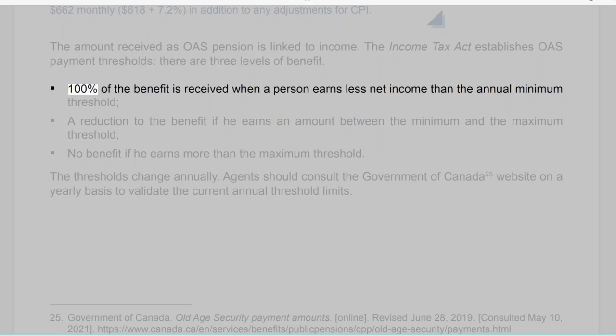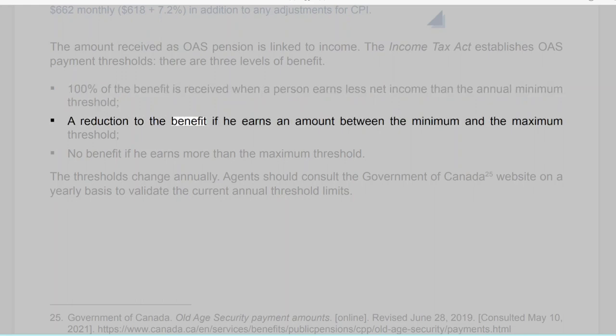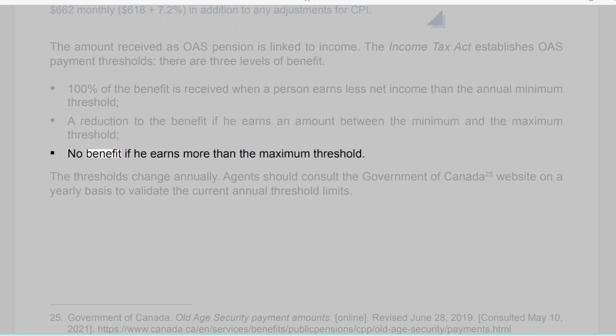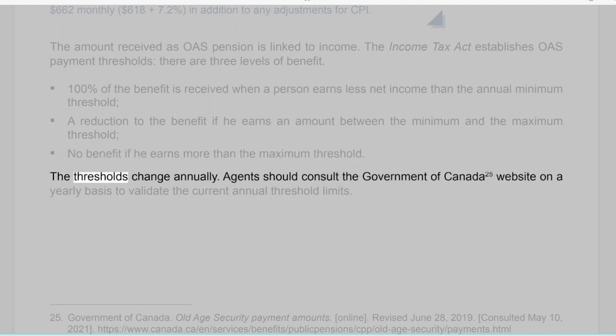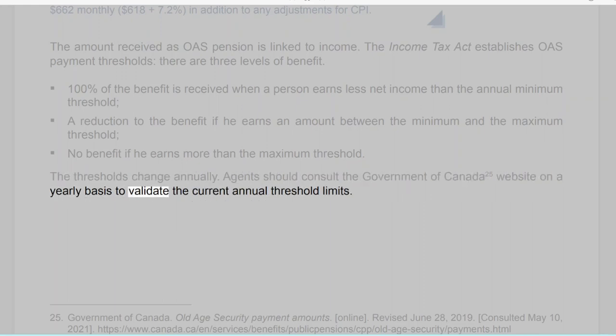100% of the benefit is received when a person earns less net income than the annual minimum threshold. A reduction to the benefit applies if he earns an amount between the minimum and the maximum threshold. No benefit is received if he earns more than the maximum threshold. The thresholds change annually. Agents should consult the Government of Canada website on a yearly basis to validate the current annual threshold limits.